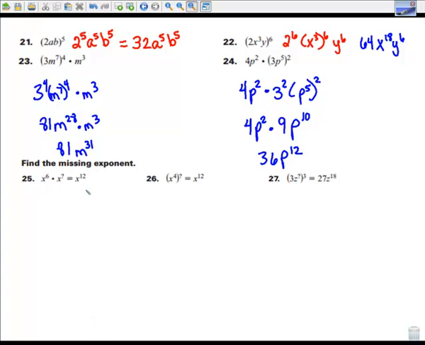And then here they want us to find the missing exponent. So I know this is the product of powers right here. So x to the 6 times x to something has to equal 12. Well, I have to add these, so this has to be a 6 because 6 plus 6 equals 12. Here, 4 times something has to equal 12, so it has to be the 3. And here I'm looking for a 27z to the 18th. Well, 3 to the third is where I get my 27. And z to the something times 3 has to be 18, so this has to be, whoa, a 6.